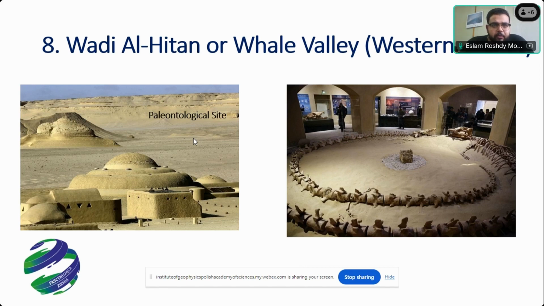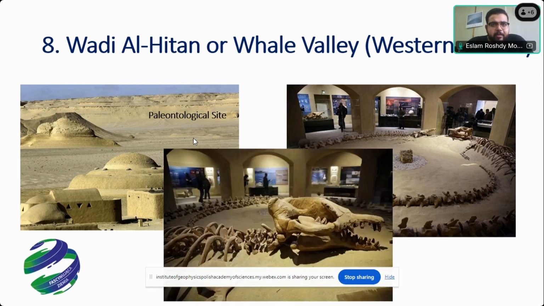The fossils found in Wadi al-Hitan provide valuable insights into the evolution of whales and the transition from land to marine environment. These fossils date back to the Eocene period, approximately 37 to 40 million years ago.